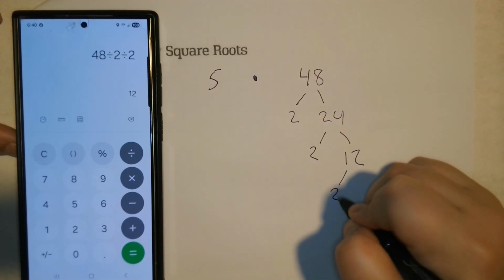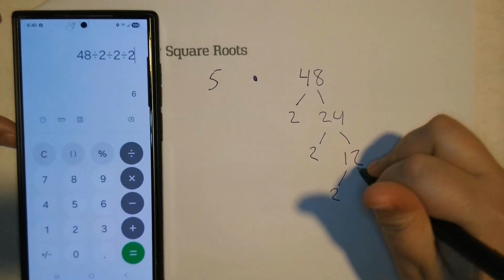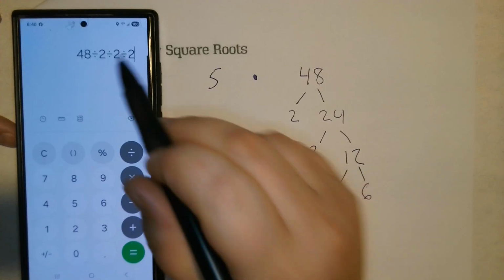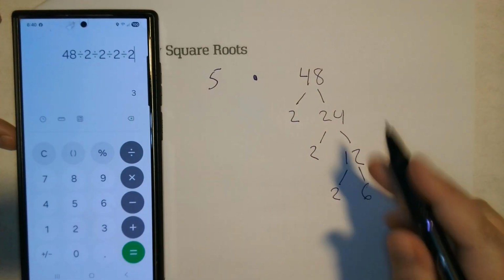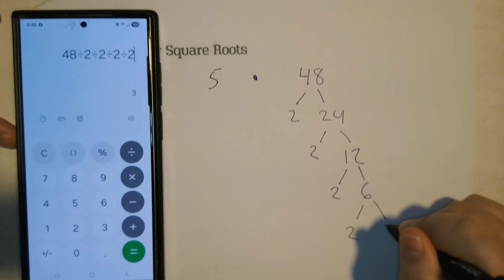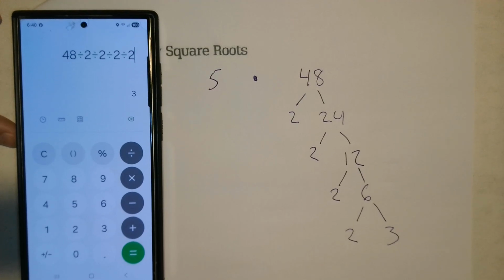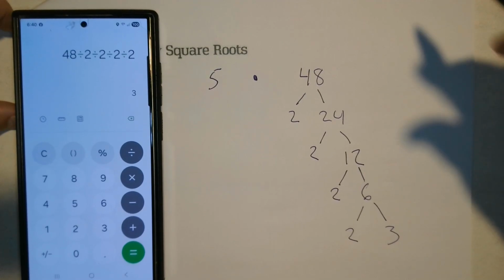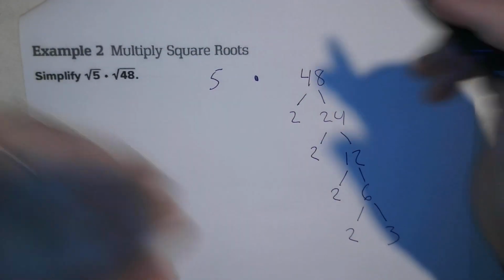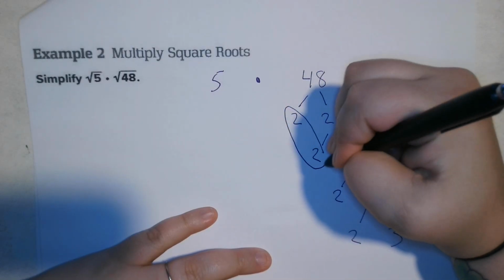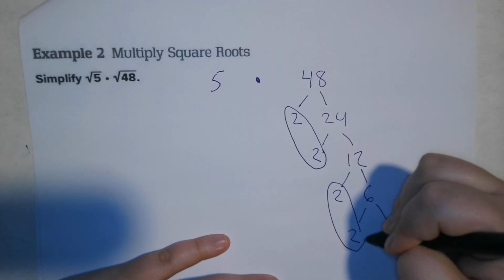12 is even. I'm going to divide by 2. That gets me 6. 6 is even. I'm going to divide by 2. That leaves me with 3. Okay? So now I have to go through and find my pairs. Here's a pair. Here's a pair.